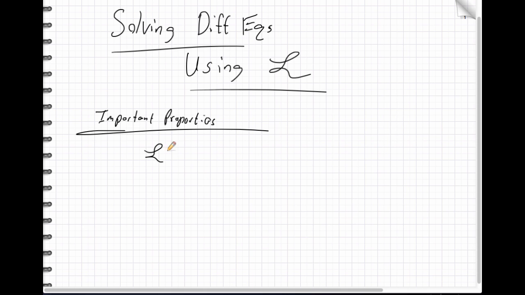First of all, we've already seen this. The Laplace transform of the first derivative of f of t is equal to s times the Laplace transform of f of t, minus the initial condition of the function. Notice that it's a lowercase f, the original f of t, not f of s.